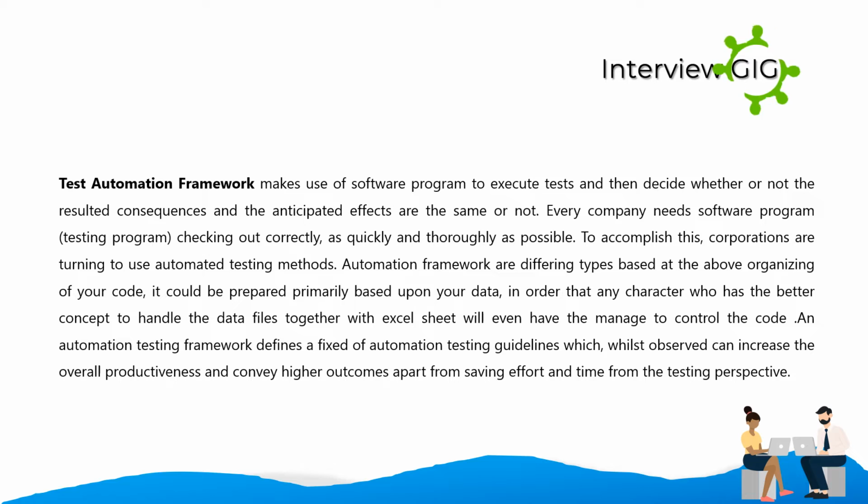Automation frameworks are of different types based on the organizing of your code. It could be organized based upon your data, so that any person who has a better idea of handling the data files, such as an Excel sheet, will also be able to control the code. An automation testing framework defines a set of automation testing guidelines which, when followed, can increase the overall productivity and deliver better results, apart from saving effort and time from the testing perspective.